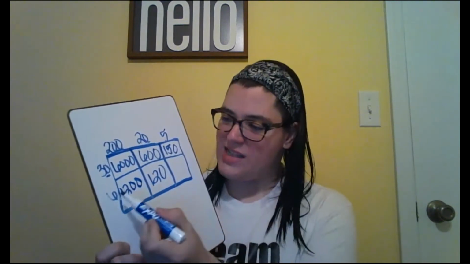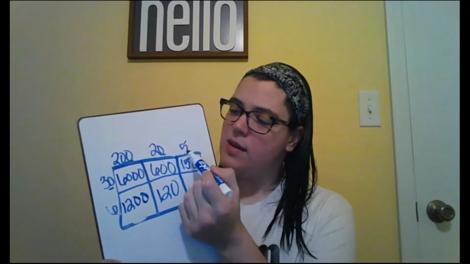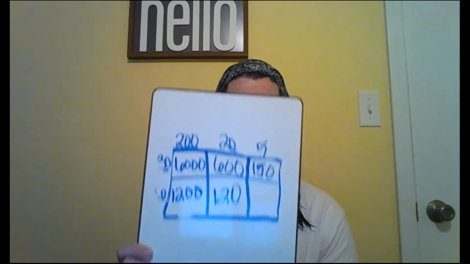Then we're going to do our last box, which is going to be 6 times 5. So 6 times 5, we can count by 5s. 5, 10, 15, 20, 25, 30. So 6 times 5 is going to be 30.